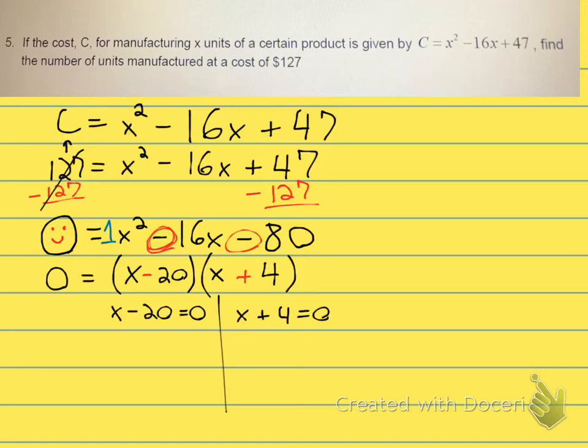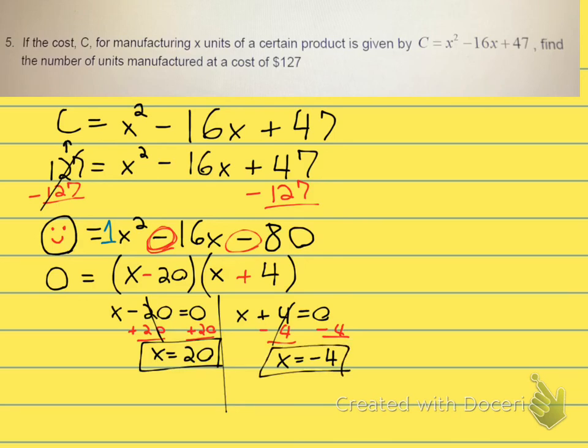Solve my linear equations. Add 20 to both sides. x equals 20. One of my possible answers. Subtract 4 from both sides. x equals negative 4. One of my possible answers.